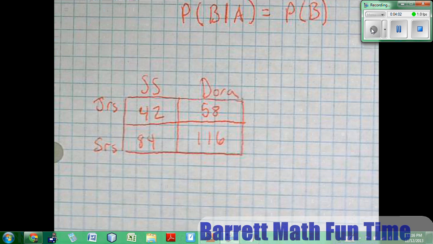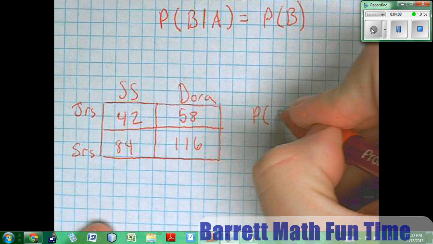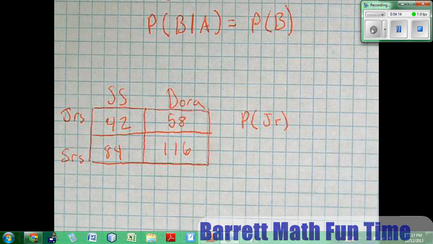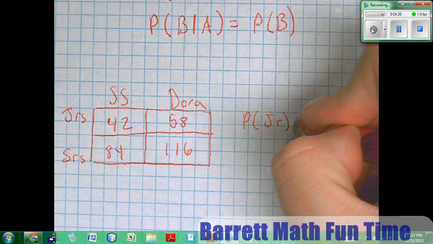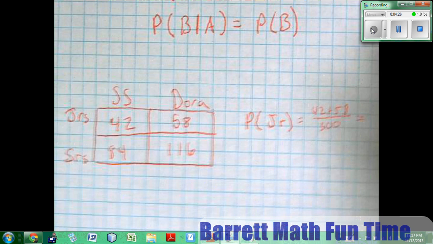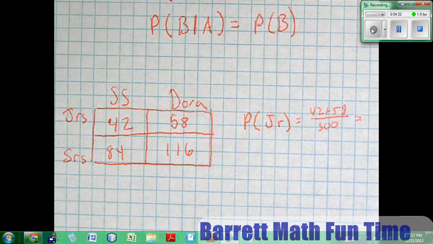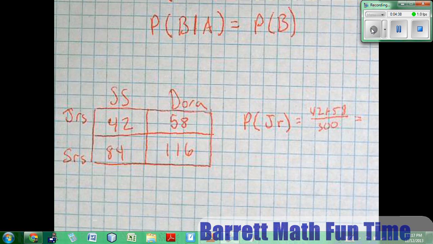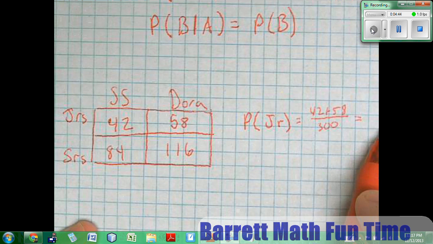Okay. So, given this, what is the probability that I select a junior? It's 100 out of 300. So we add it up: 42 plus 58 is 100, over 300. So it's 1 out of 3. So the probability that I pick a junior is 1 out of 3, right?